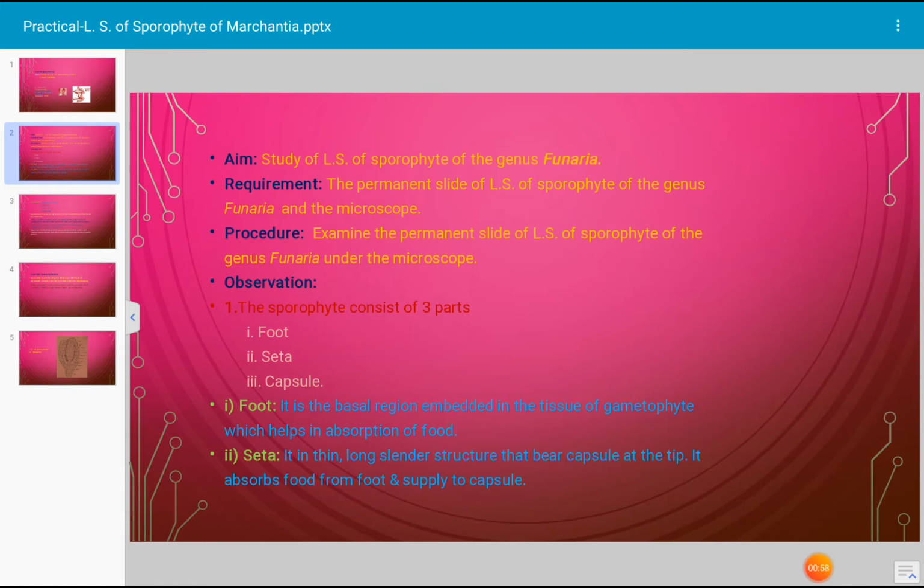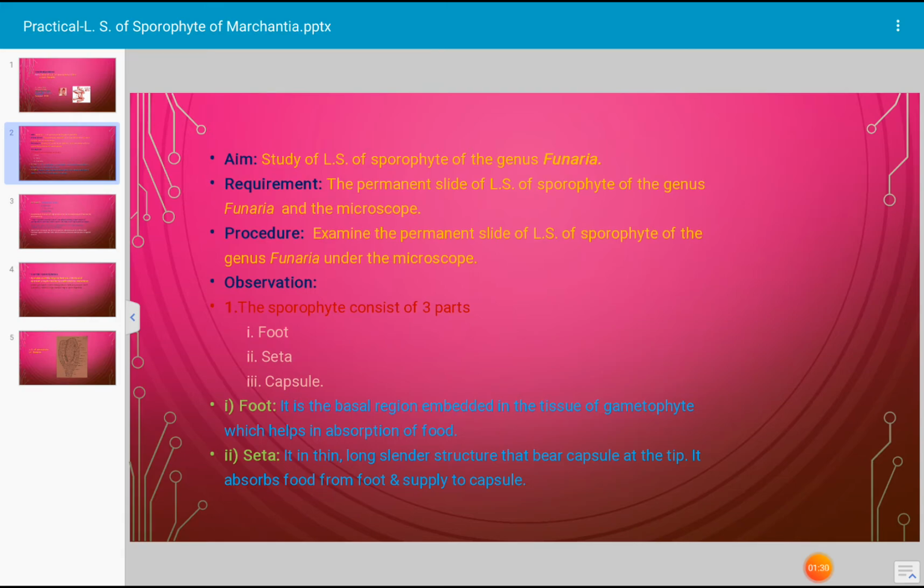In observation, what we can see is the longitudinal section of the sporophyte, which has three different parts. That is, it is divided into three parts: foot, seta and capsule. The foot region is the basal region of the sporophyte which is embedded in the tissue of the gametophyte, which helps in absorption of food. That is the function of the foot region.